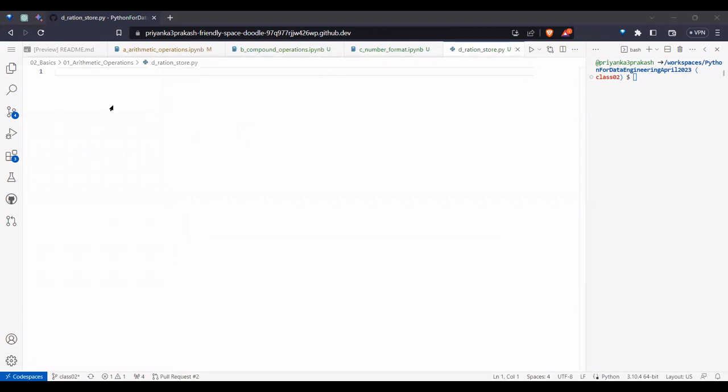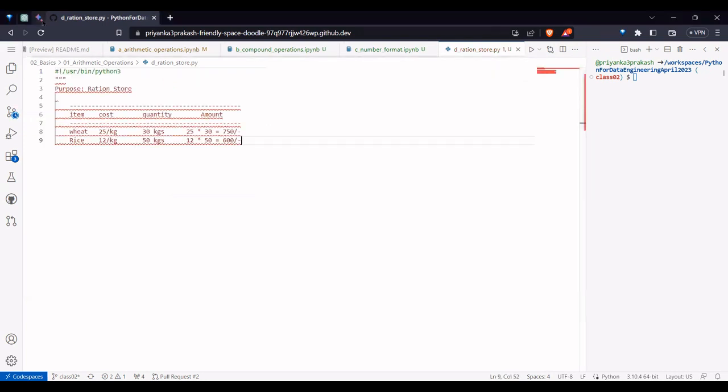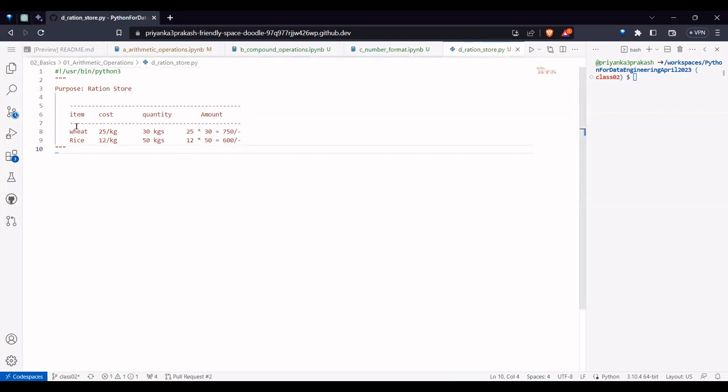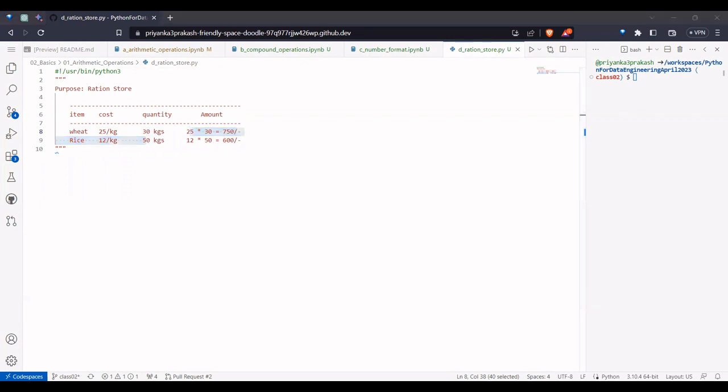Ration store means what? How will a typical ration store be? If you go to a typical ration store in India, what will they do? You will have items, and they decide the cost. They also decide the quantity. You just need to go and pay the money. That's it. So you have wheat at 25 per kg, and they will give 30 kg, so you can buy. Similarly, for rice also, they fix the cost and quantity, and you get it. And if you want to buy, how much do you need to pay?